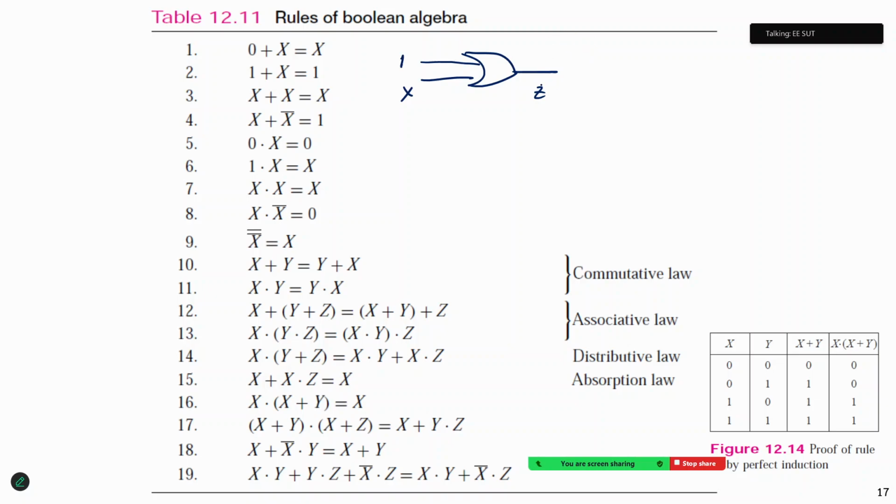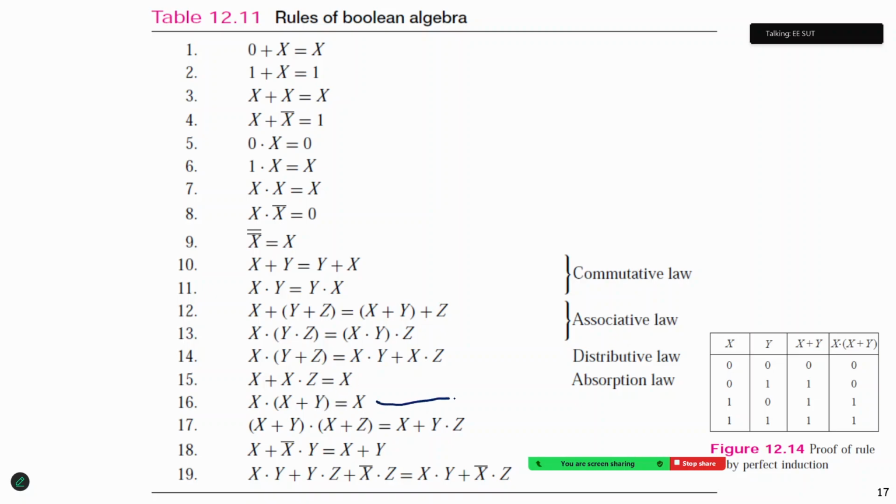I cannot write in this area, I don't know. And if x is 0, what happens? If x is 0 or 1, we get 1. If x is 1, that's always 1. The output is always 1, just like this. So this is true. And you can prove some rules by truth table. For example, x plus y into x, for example, rule number 16.